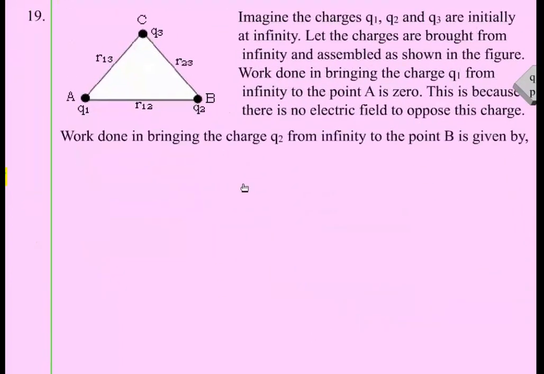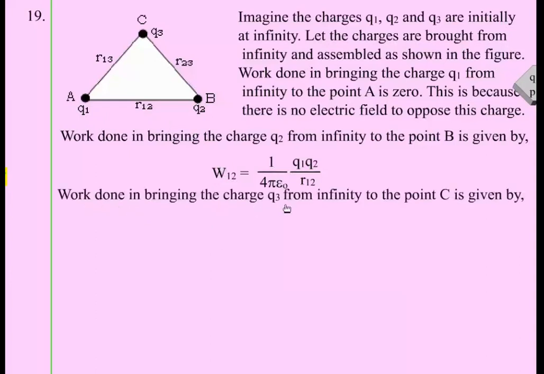And look here, work done in bringing the charge Q2 from infinity to the point B is given by, look here, to bring this one from infinity to here, work has to be done because this charge is already there. This opposes its motion. And now it is given by W12, that is 1 over 4 pi epsilon naught Q1 Q2 by R12. This is the distance R12.